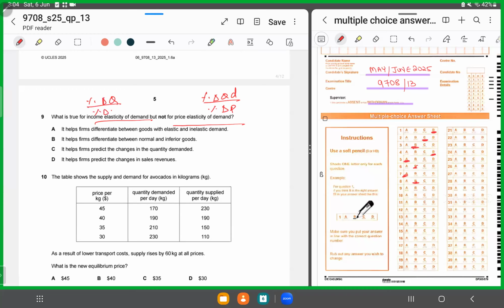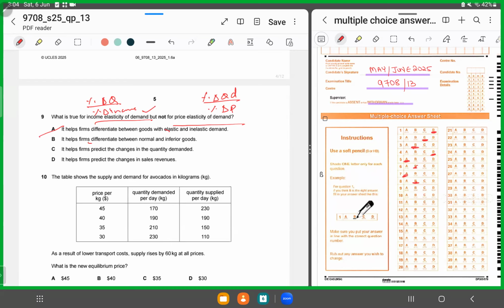So now they ask what must be true for income elasticity of demand, but not for price elasticity of demand. A says it helps firms differentiate between goods with elastic and inelastic demand. That can be told by both. So it's not A. It's B.